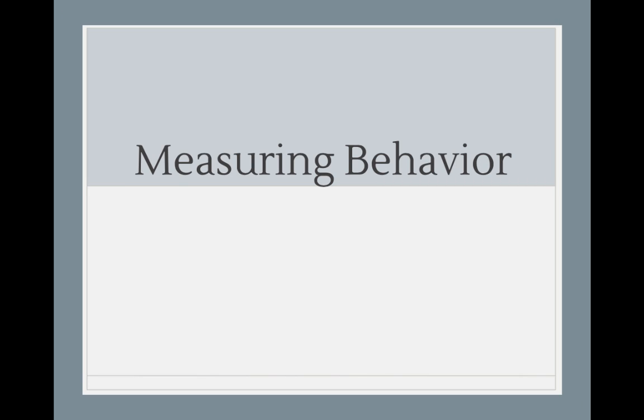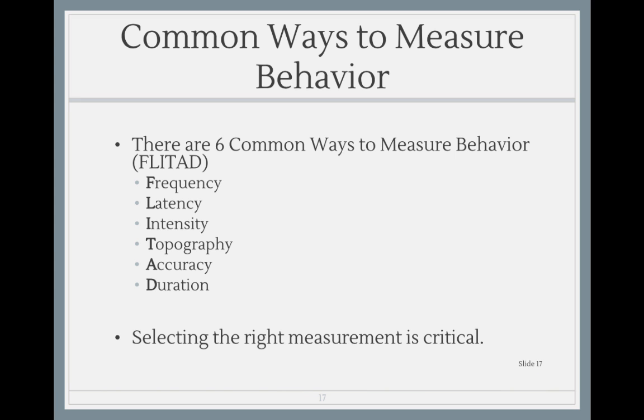We will now move on to how we measure behavior. Measuring behavior provides important data that allows a team to determine whether or not behavior is improving or getting worse. There are 6 common ways to measure behavior. We use the acronym FLTAD to remember these 6 different ways. Each letter stands for a different method of measuring behavior. They are frequency, latency, intensity, topography, accuracy, and duration.